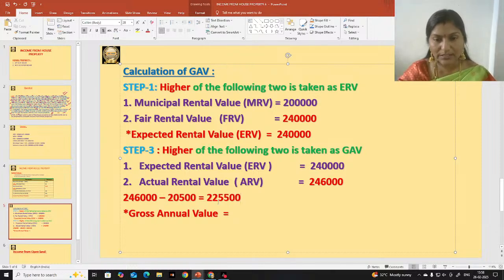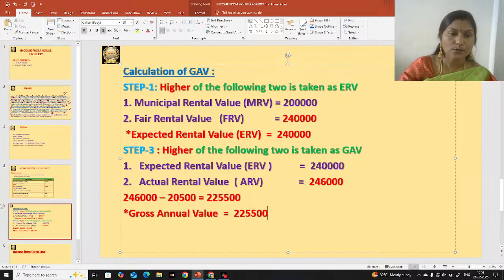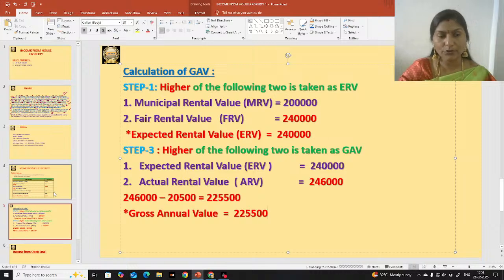Okay, so this is our GAV. Gross annual value is 2,25,500. This is gross annual value. Hope this is clear for everyone. So GAV finished. We calculated GAV. This GAV point in this problem is very important because vacancy period is there. Okay. So next, let us go to our solution format.